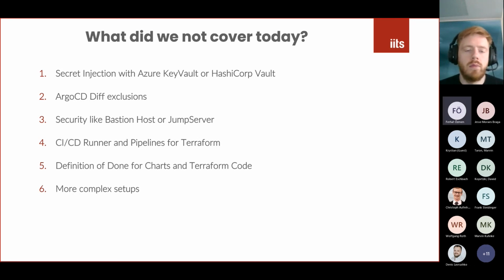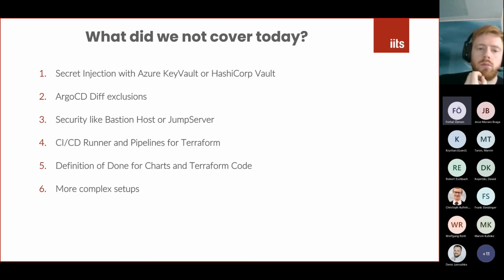And of course, we also did not cover the Argo CD diff exclusions. Sometimes in your charts you have values or parts which get changed after they have been deployed in your Kubernetes cluster. And Argo CD then sees there is a difference between the live manifest file and the manifest file in your Git repository. So Argo CD would then complain and say, hey, this is not synced, there is a diff.